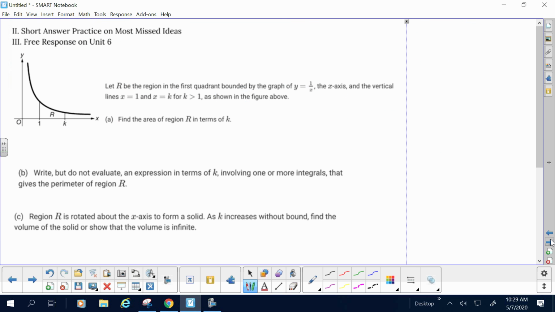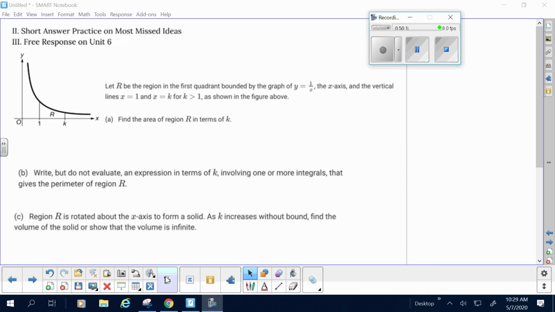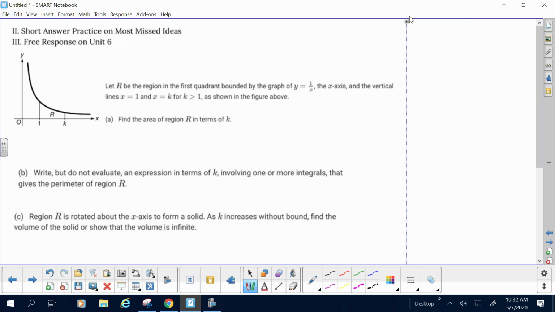All right, so would you try this last one? No short response. You guys killed the multiple choice problems on this, so I didn't see the point of wasting your time. So would you just do this free response and we're going to be done? Okay, let's see how you did.